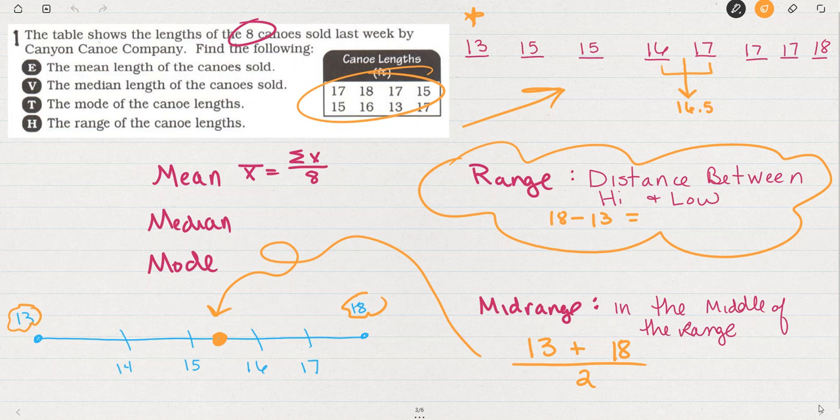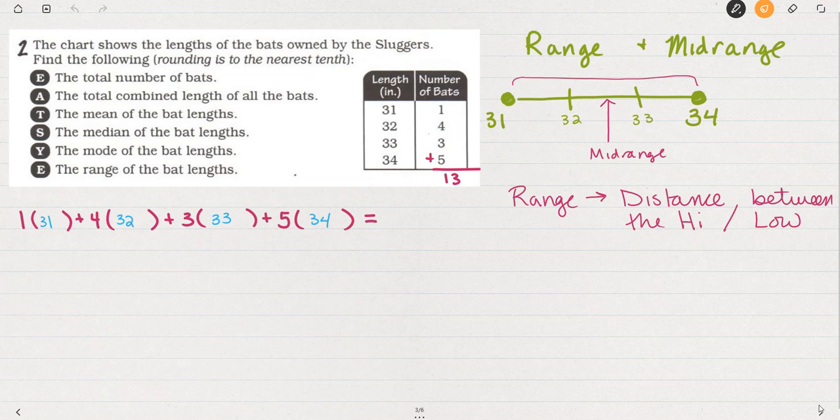Moving on to the second data set, we've got bats and their lengths. This one's a little bit different. We have to apply what we remember from frequency distributions as well. The total number of bats. We've got 1 bat that was 31 inches long, 4 that are 32 inches long, 3 that are 33 inches long, and 5 that were 34 inches long.